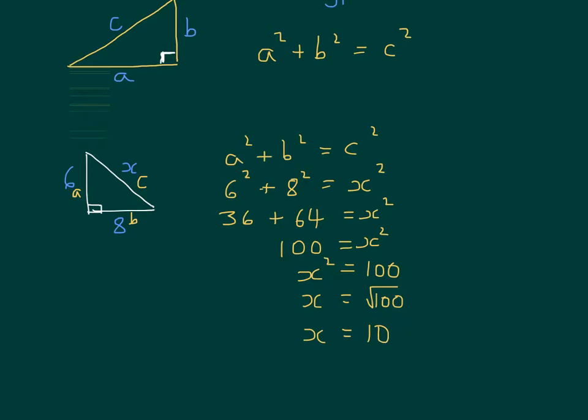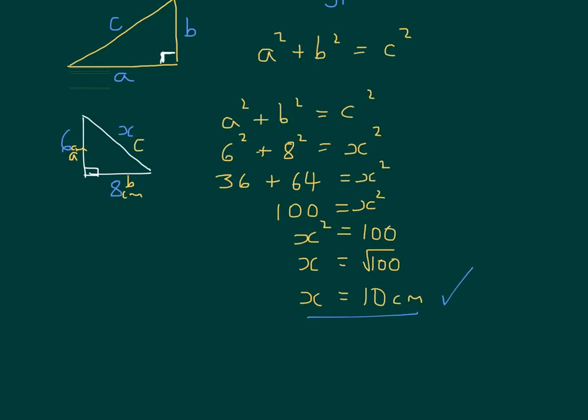And the units here, well, I haven't said on the question. Normally they'll say something like centimeters or meters. So you add your units here, 10 centimeters. Okay, that's the easier version. That's when you're finding out the hypotenuse.